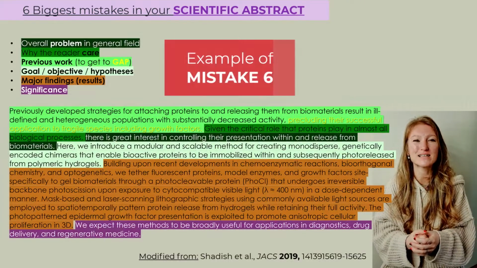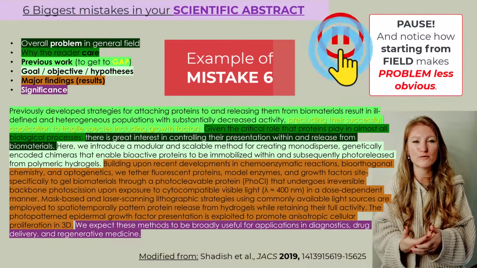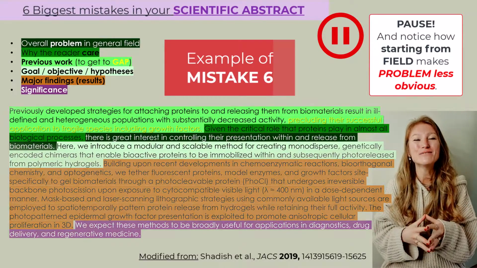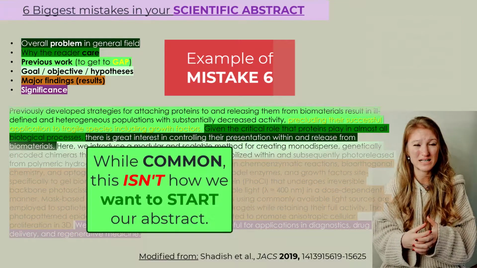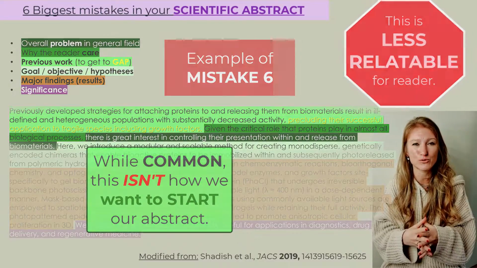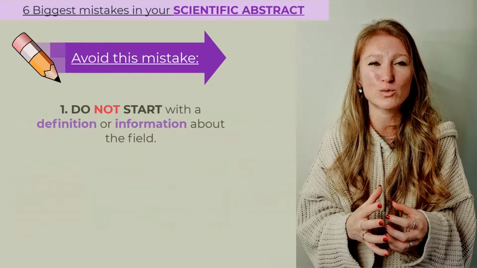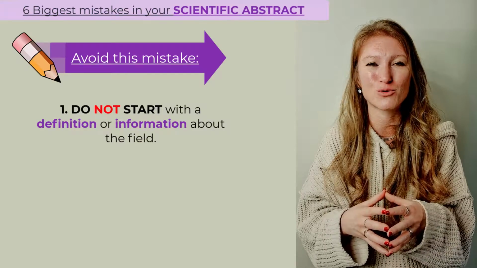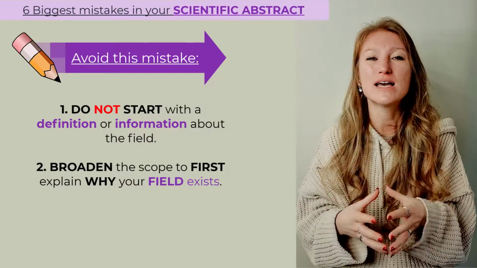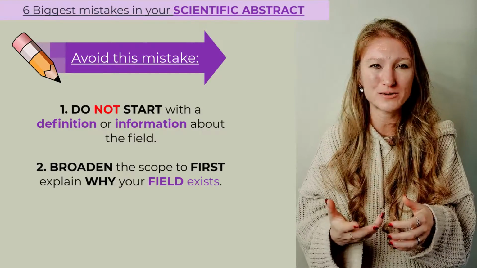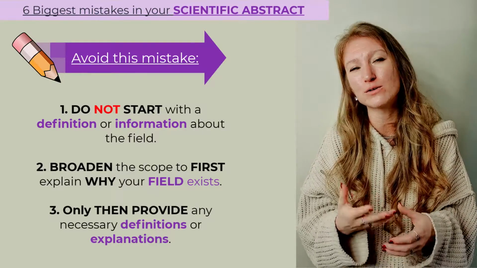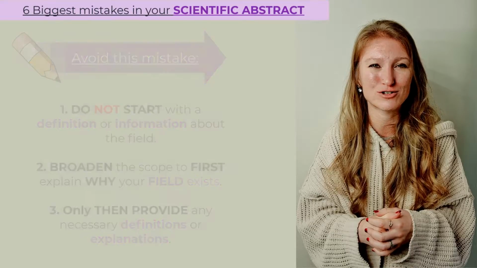Notice here how in this example though, that starting from this definition or starting from some kind of background for the field makes the problem a lot less obvious. Even though this is such a common problem that I see, abstract writing like this makes your work in general less relatable for your reader. So instead of starting with anything that is background or the general field, you want to back it up a step, take it to a higher level, and explain first why your field exists, and then you can get into any needed or necessary background about your field before you start talking about your research.